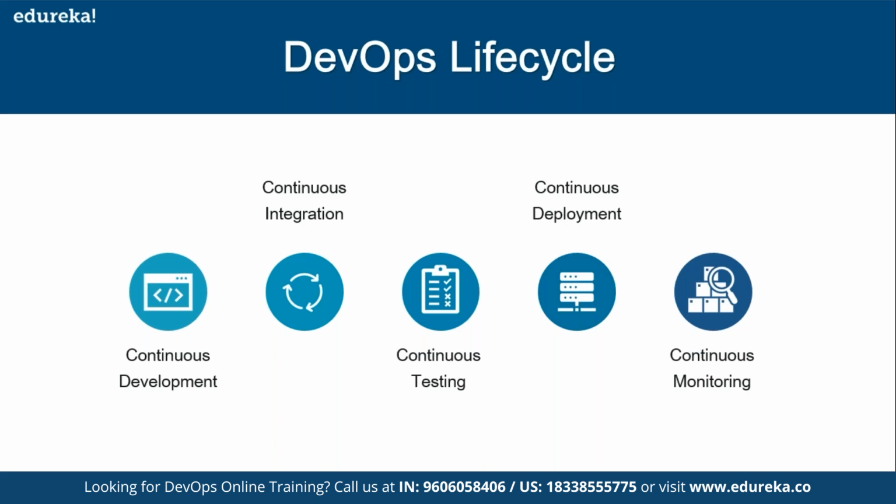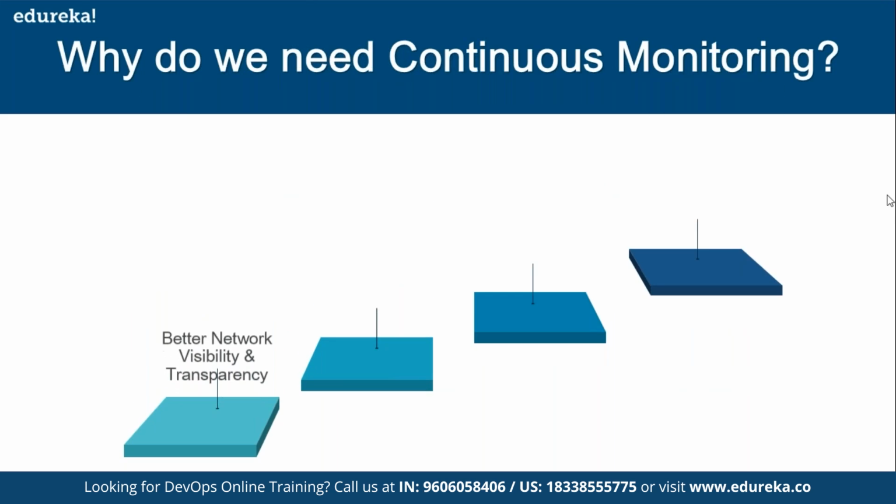So before we move on, let us understand why we need continuous monitoring in the first place. There are four major reasons why we need to practice continuous monitoring. The first and obvious reason is that it allows us to have better network visibility and transparency. Continuous monitoring offers DevOps teams clarity on the state of the infrastructure by automatically collecting and analyzing the data, to reflect possible outages and important trends.